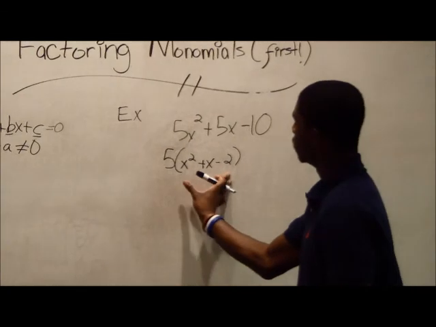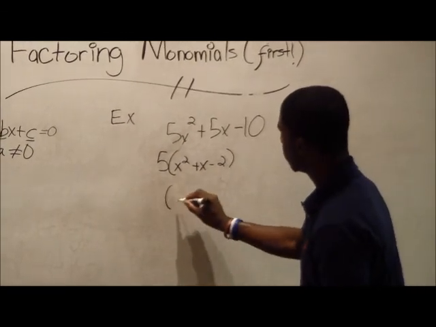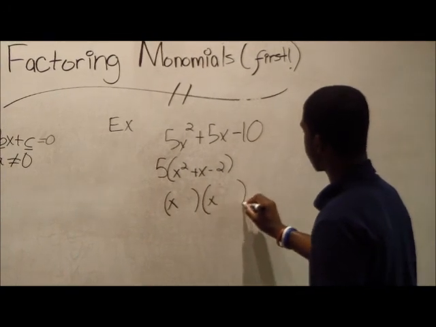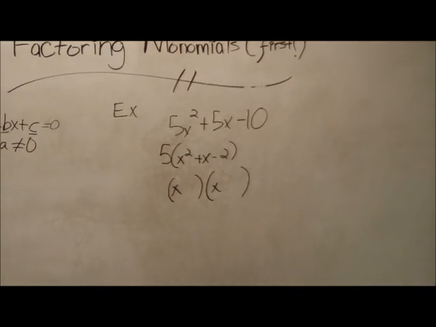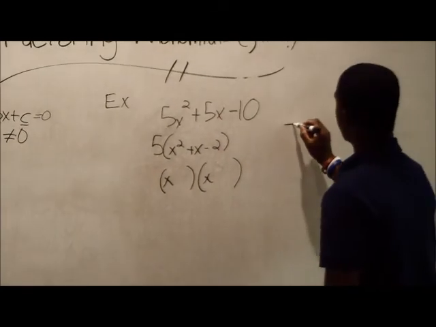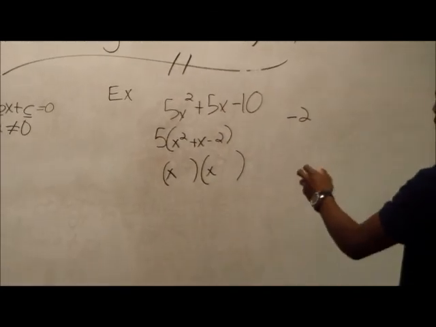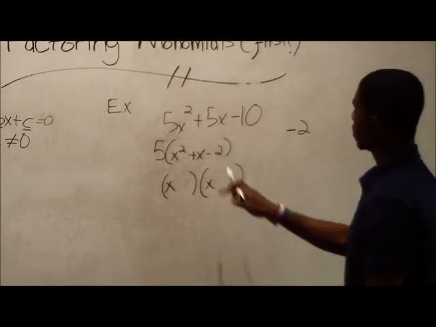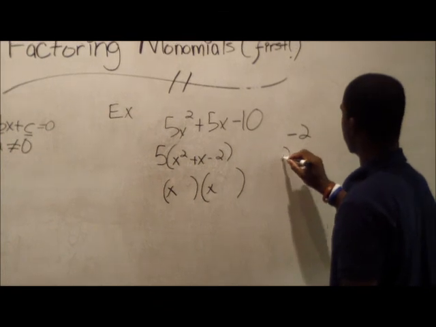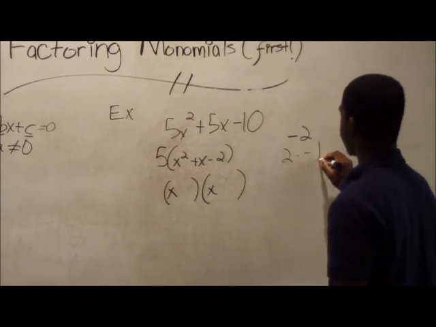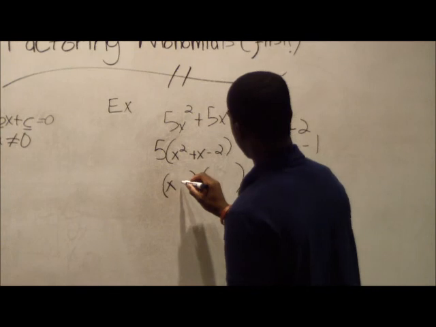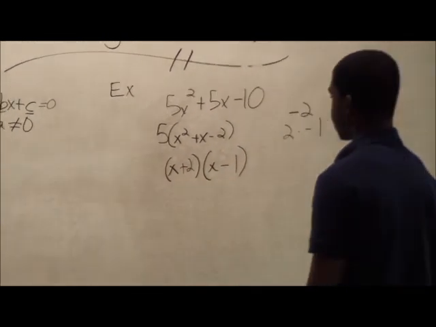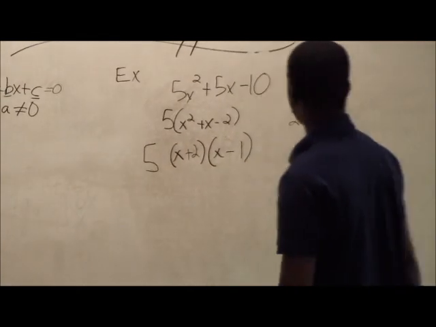10. Now we must factor this little chunk right here into two monomials. So now we have to find a number that multiplies to equal the constant, in this case negative 2, and adds to equal the coefficient of x. So we know that that's 2 times negative 1. So this becomes x plus 2, x minus 1. And this is your final answer.